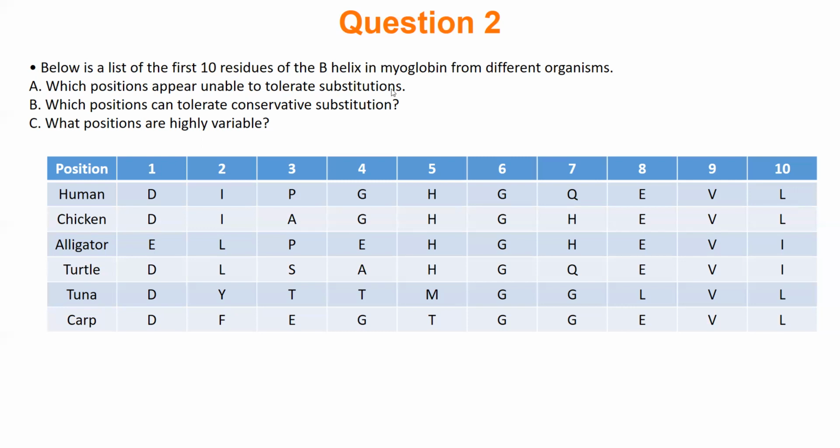But let's take a look at this. Based on my amino acids here, which positions are unable to tolerate substitutions, allow conservative substitutions, and are highly variable? A little bit more practice with our amino acids in one-letter codes.